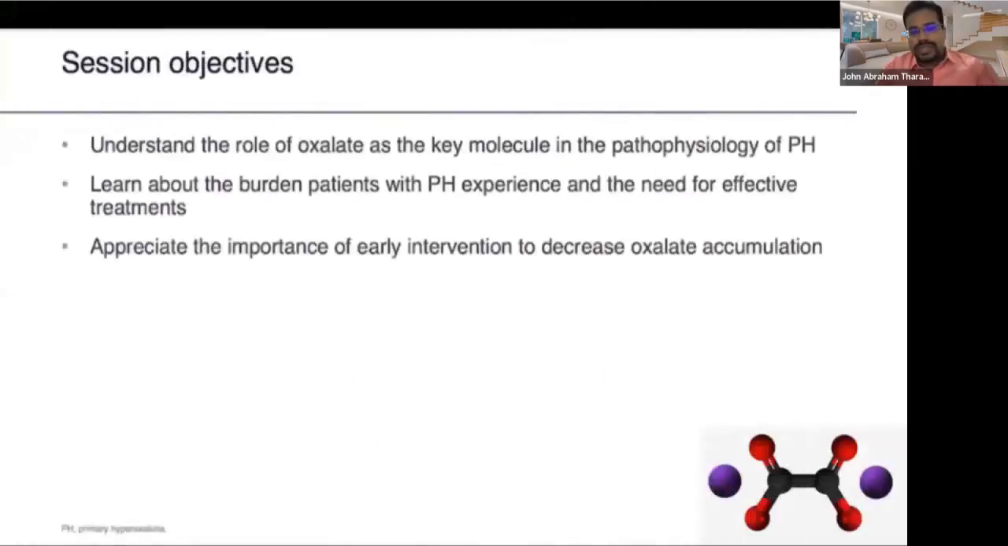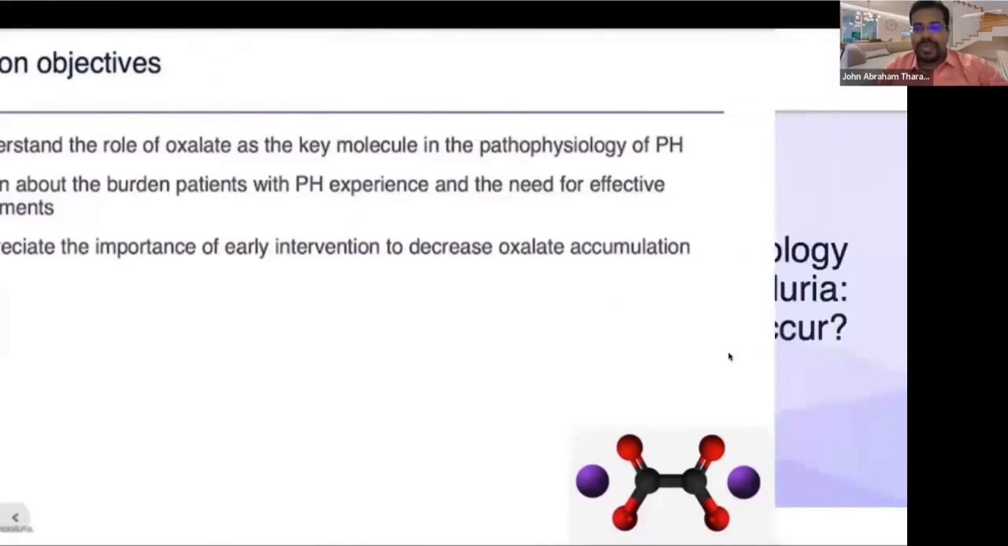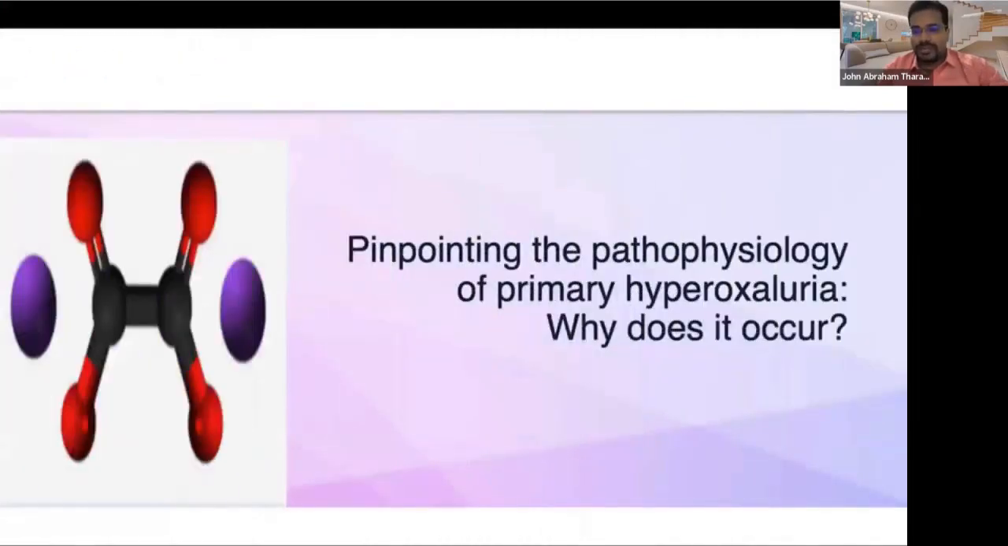So the session objectives are to understand the role of oxalate as the key molecule in the pathophysiology of primary hyperoxaluria. We will mention PH for primary hyperoxaluria throughout the presentation. Learn about the burden patients with primary hyperoxaluria experience and the need for effective treatments. Appreciate the importance of early intervention to decrease oxalate accumulation.